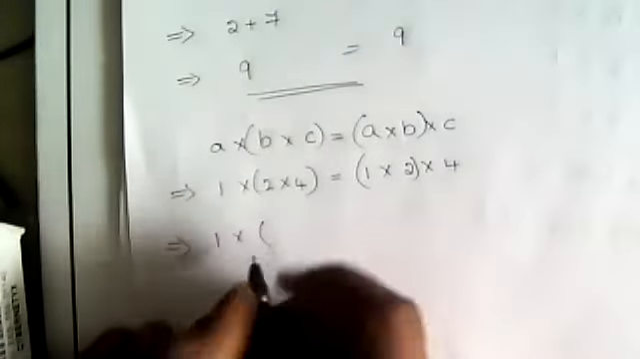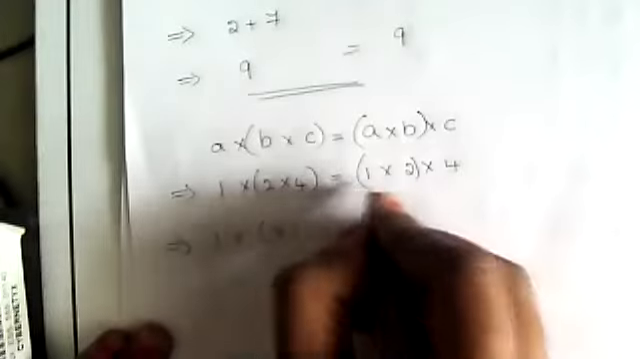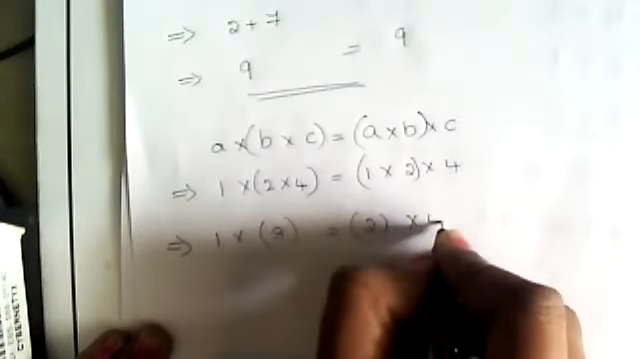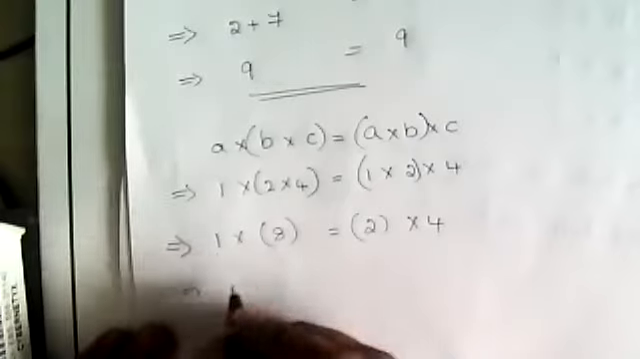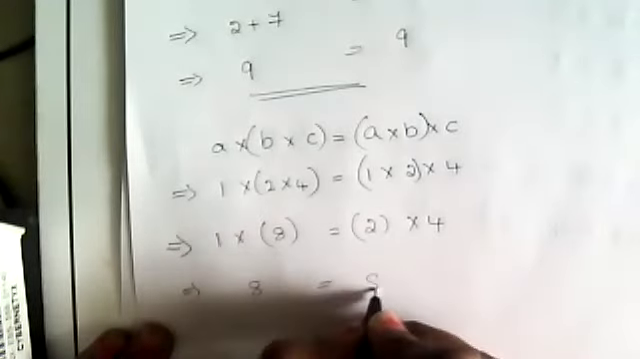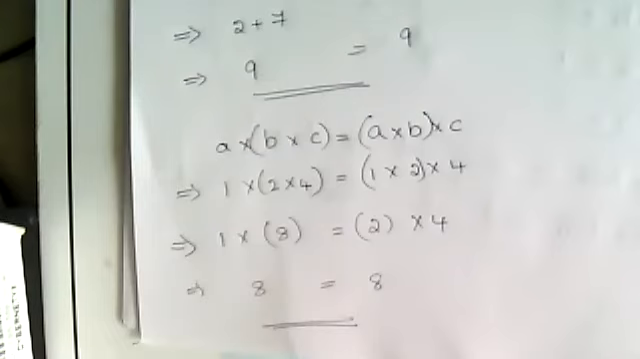Okay. So 2 4s are 8. Here 1 2s are 2, into 4. So 8 1s are 8. 2 4s are 8. See, here we got the same answer. So 8 equals 8. We can say that multiplication and addition are associative for whole numbers. We can conclude that addition and multiplication are associative for whole numbers.